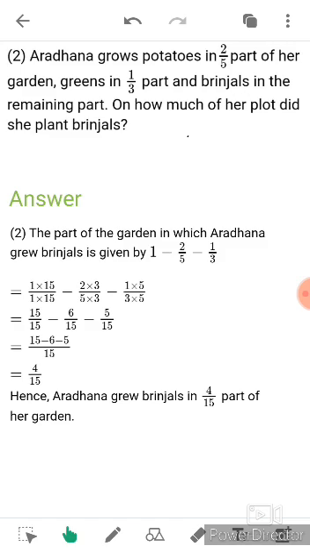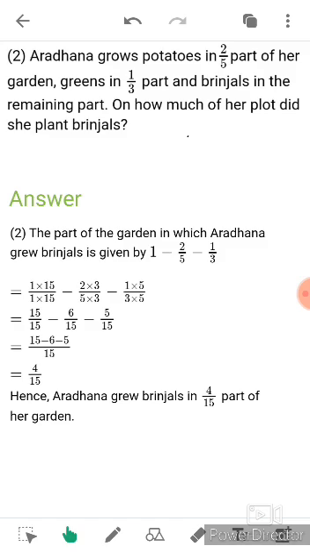Because she has one garden. Okay, so you can solve it by two methods. Here one method is given to you: whole garden 1, minus 2 upon 5, that is the part of potatoes, then minus 1 upon 3, that is the part of greens. Okay, and you will have to find out the brinjal part.